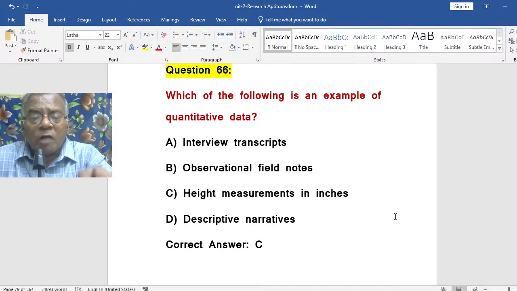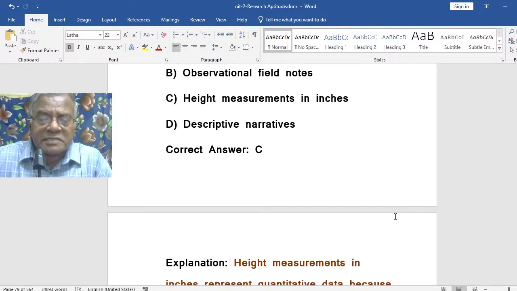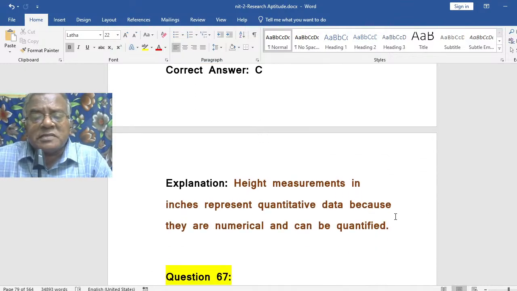Interview transcripts, observational field notes, and descriptive narratives come under qualitative data, whereas quantitative data is measurement. So that way C is the right option. Height measurements in inches. Height measurements in inches represent quantitative data because they are numerical and can be quantified.